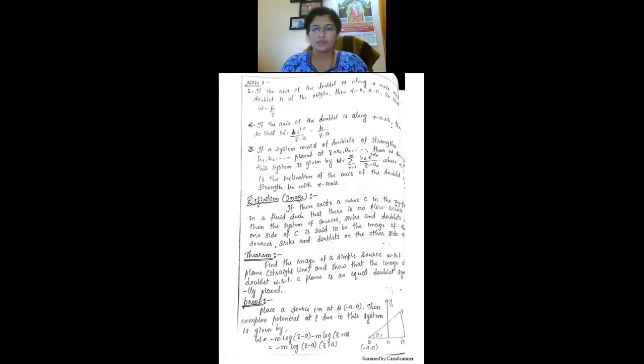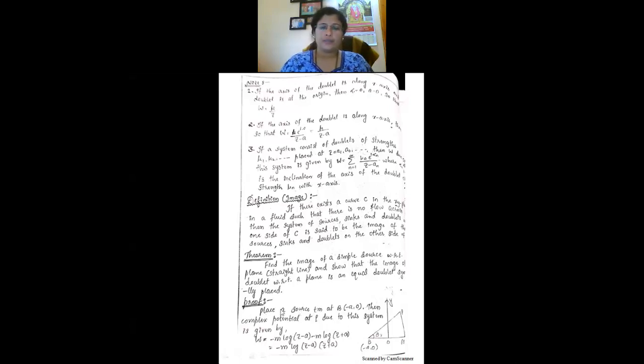This term we are going to discuss now. Here the theorem says: find the image of a simple source with respect to a plane. Here the plane we have taken as a straight line in the xy plane, and show that the image of a doublet with respect to a plane is an equal doublet symmetrically placed. So whatever the image of a doublet you calculate should be symmetric to the original. First, according to the diagram, we are explaining now.